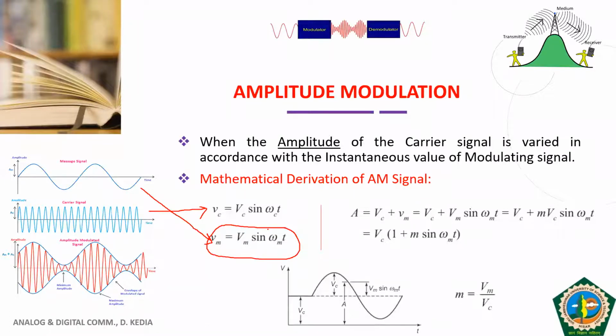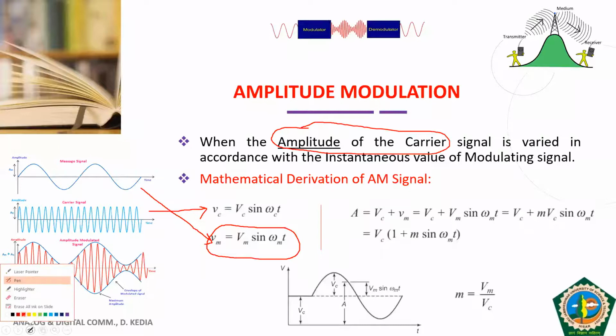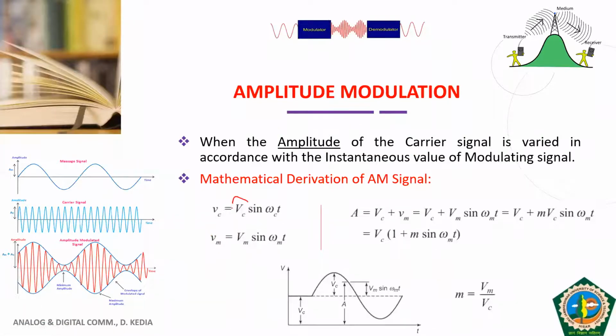Now we apply the definition of modulation. So what we do in modulation, amplitude of the carrier. Now you look at the equations carefully. What is the amplitude of the carrier? Amplitude of the carrier is represented by Vc. Amplitude of the carrier is varied in accordance with the instantaneous value of the modulating signal. Now, which one is the instantaneous value of the modulating signal? It is small vm. This is the instantaneous value, and this is your amplitude of the carrier.